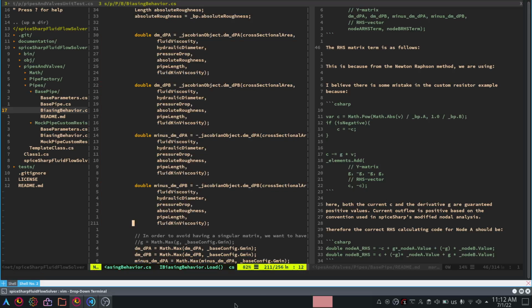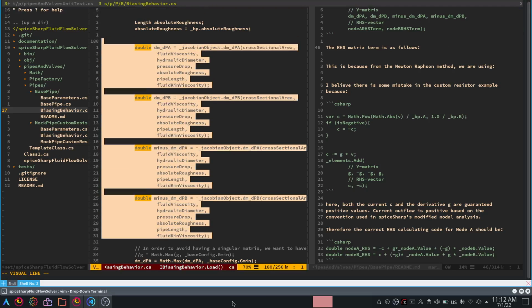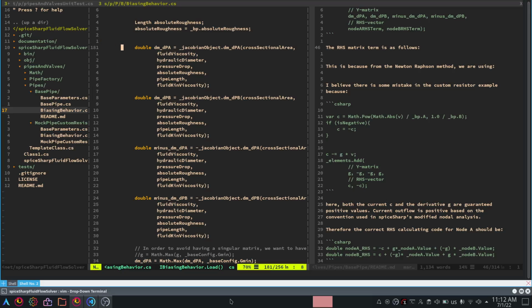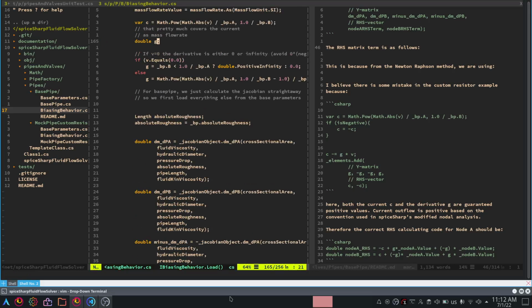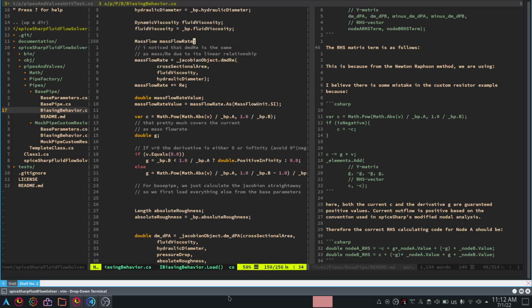Instead of, for modified nodal analysis, we actually differentiate the current part. We do a partial derivative of the current with respect to the pressure, or at least the voltage, at each node. Equivalently, for mass flow rate, we differentiate the mass flow rate with respect to the pressure at each node. The Jacobian object will have a method called dmdpa at each of the nodes, and then it will just calculate all of that.